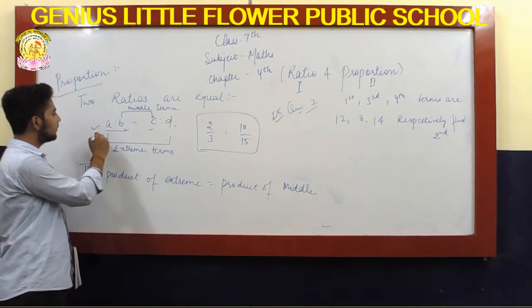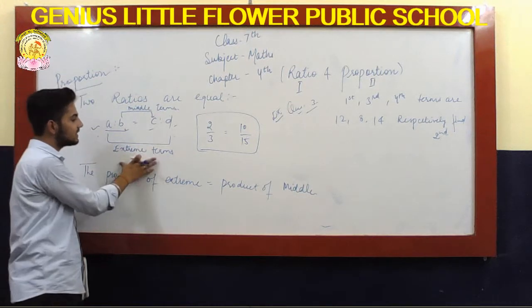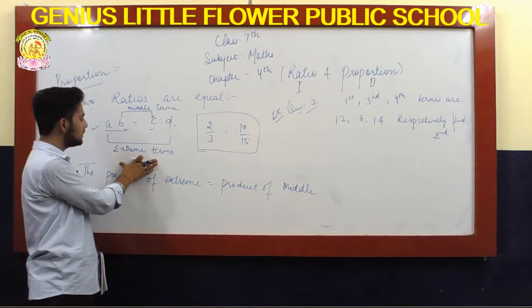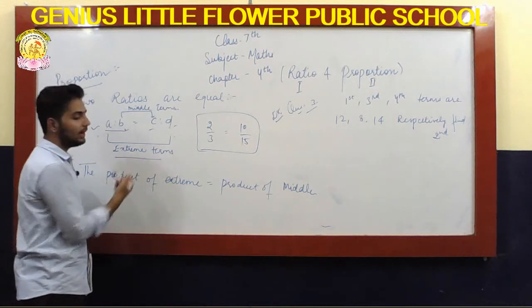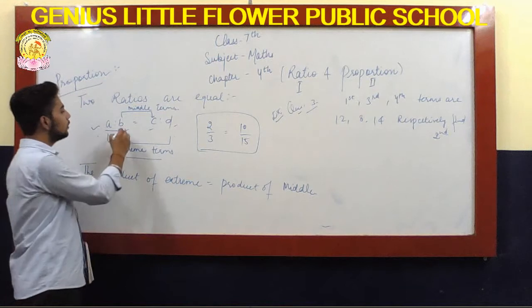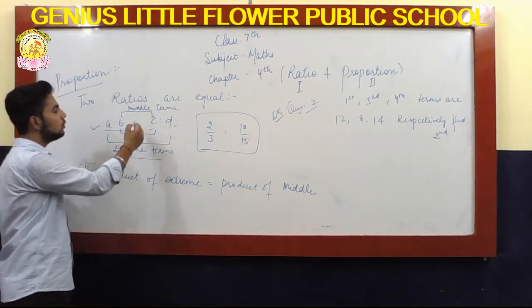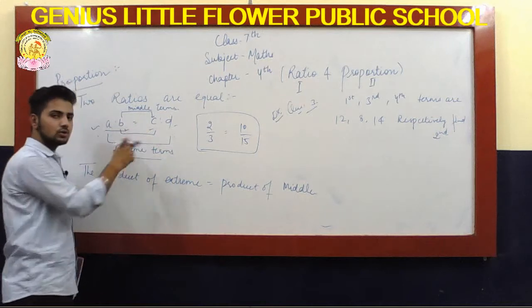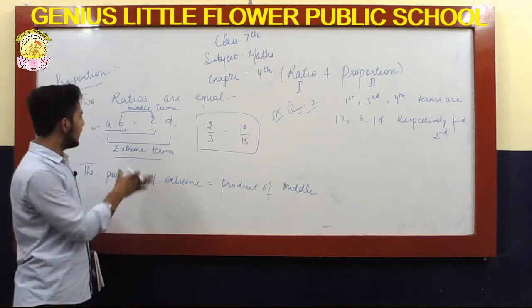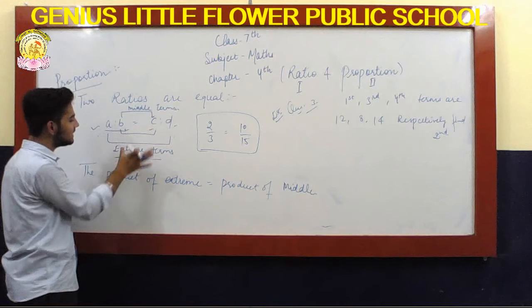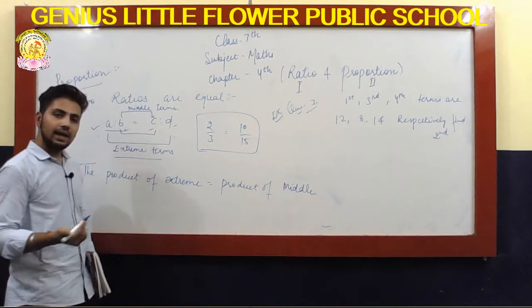The terms A and D are placed at the extreme positions, so you can say these are the extreme terms. When you compare, the middle terms are B and C. Because they are placed in the middle, they are named middle terms, and the terms which are placed at the extremes are called extreme terms.